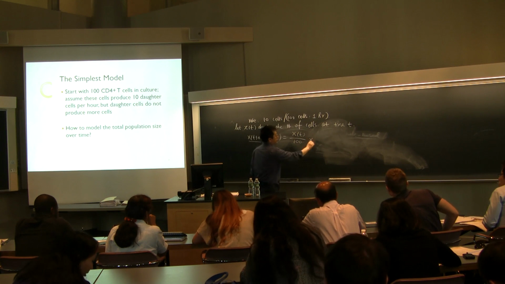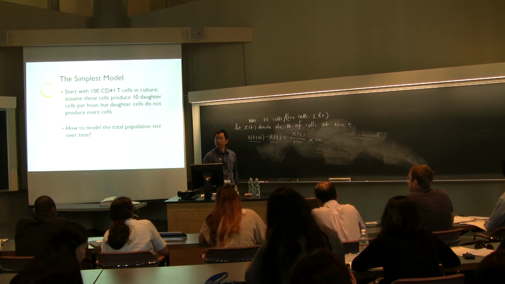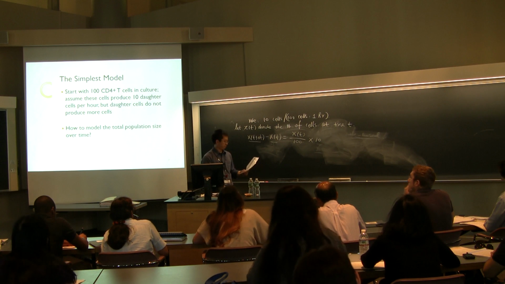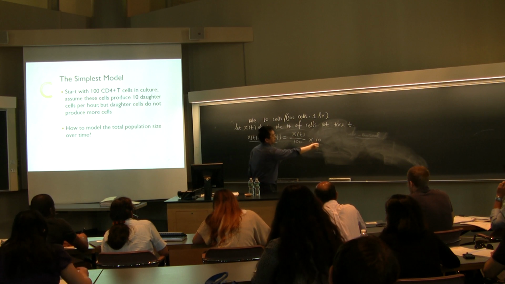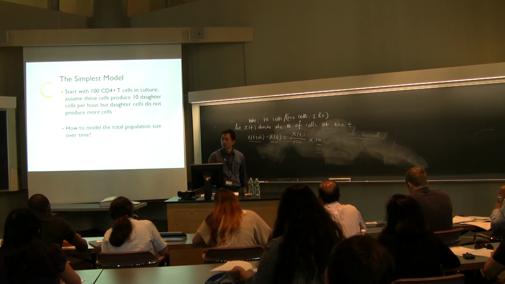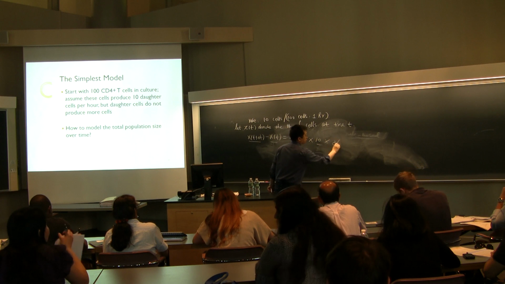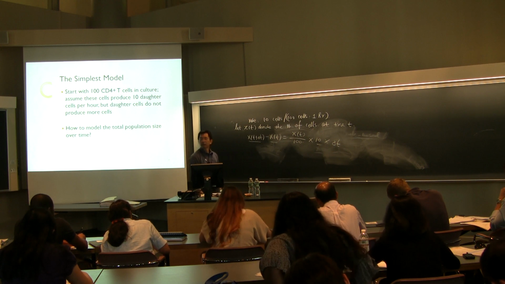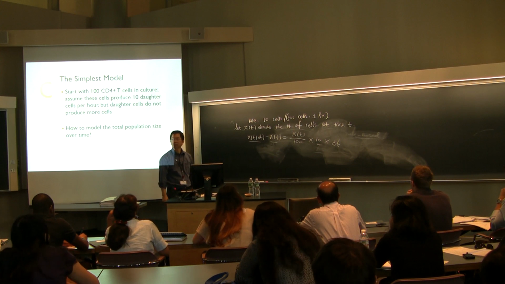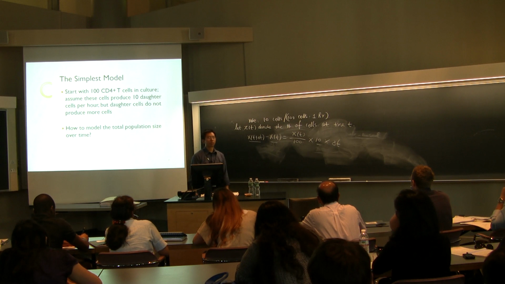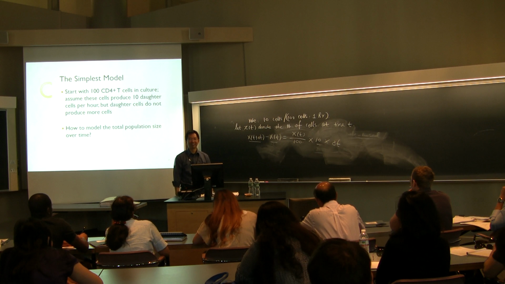Then we know each 100 cells produce 10 daughter cells. We multiply by 10, right? And this is 10 cells per hour. But right now we're talking about delta t, so we also need to multiply by delta t. Does that make sense? Okay, so that will be our very first model. Okay. Easy.